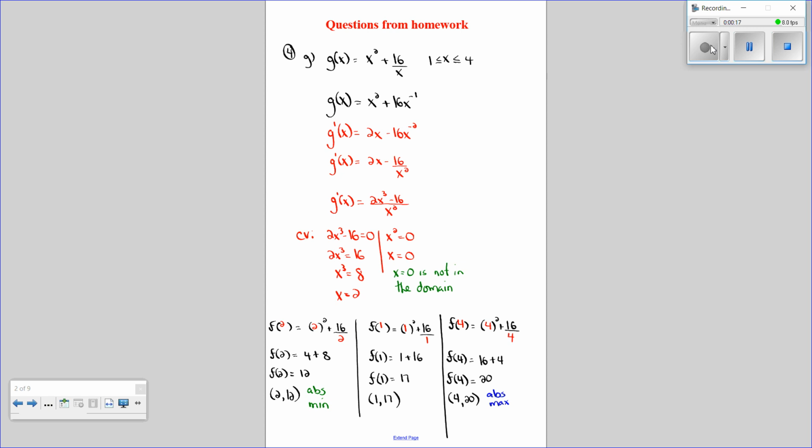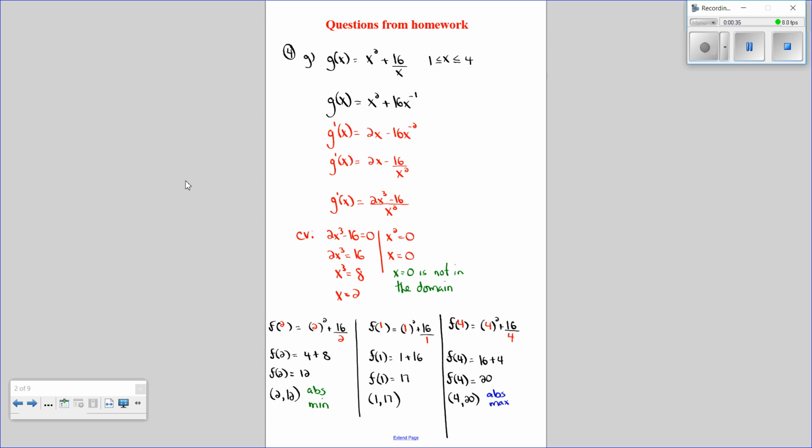In front of you right now, you will see an example of one of the questions I assigned for homework. This is question 4G, so if you want to just pause the video, you can look that over and see how I went through that. If you have any questions, you can post in the Teams group and we can talk about it further.